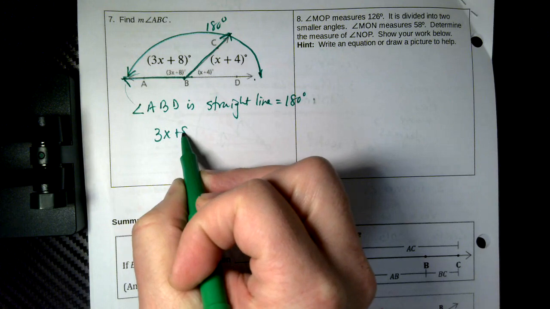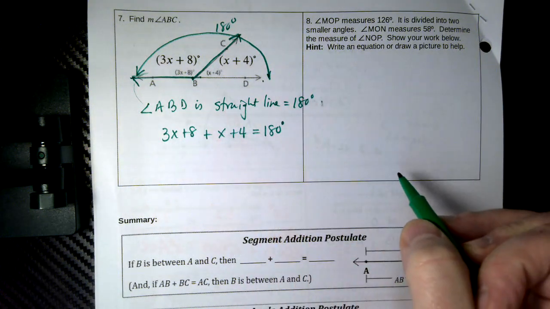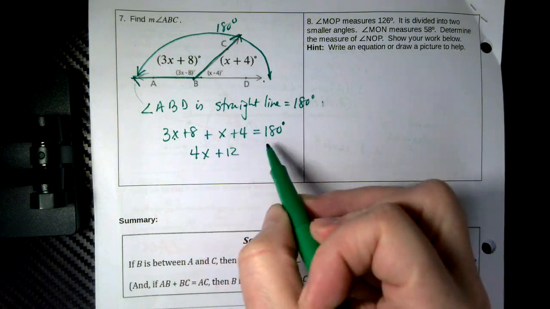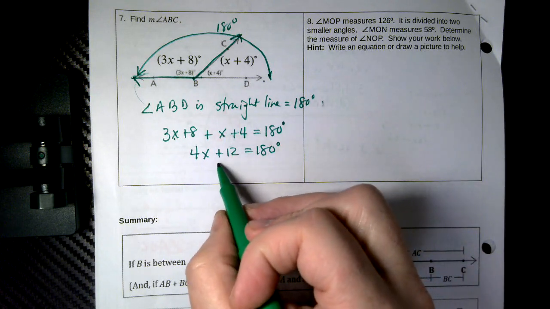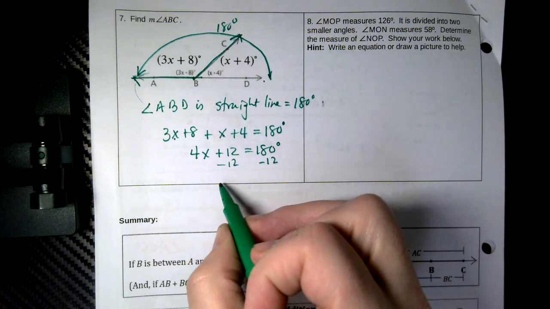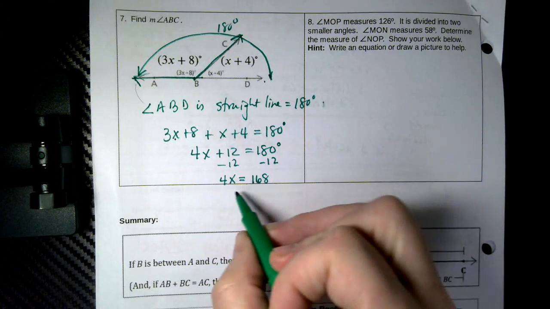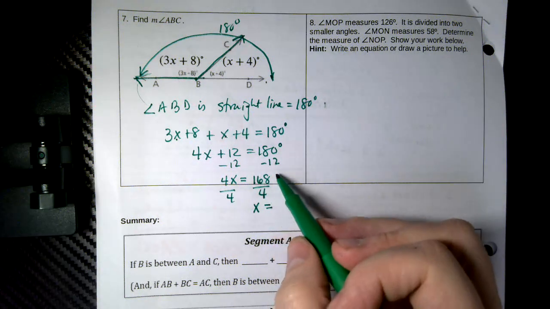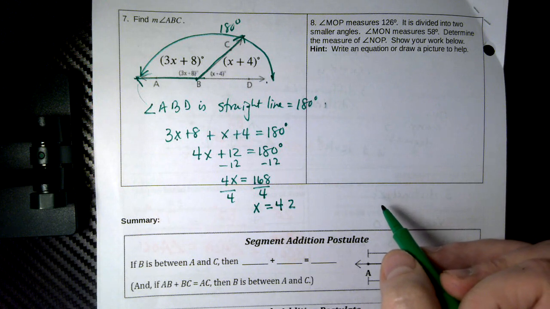So 3x plus 8 plus x plus 4 equals 180 degrees. Combine like terms. 4x plus 12 equals 180 degrees. Subtract 12. 168 divided by 4. x is going to equal 42. I'm going to double check my math. 168 divided by 4 is 42.